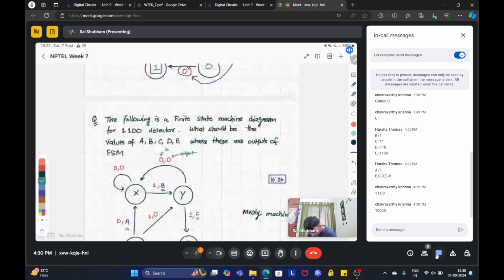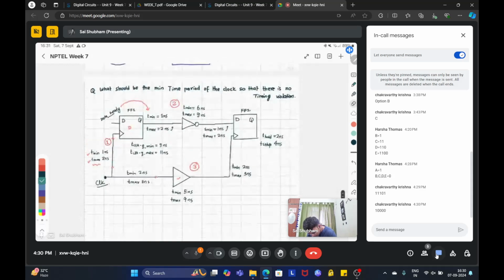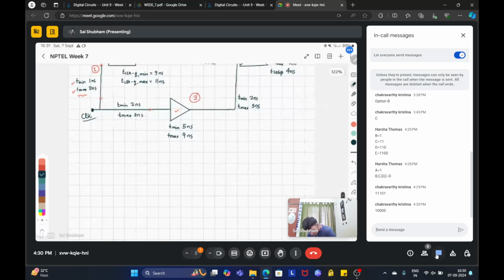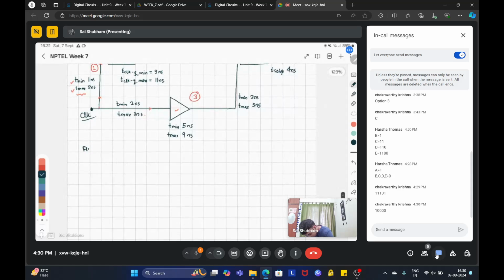So I have one more question to discuss with you. I think this is the question. What should be the minimum time period of the clock so that there is no timing violation? For those who are not very sure about this, I will explain right now. For a flop, I am just explaining the concept behind it. Then I will ask you to solve this question.